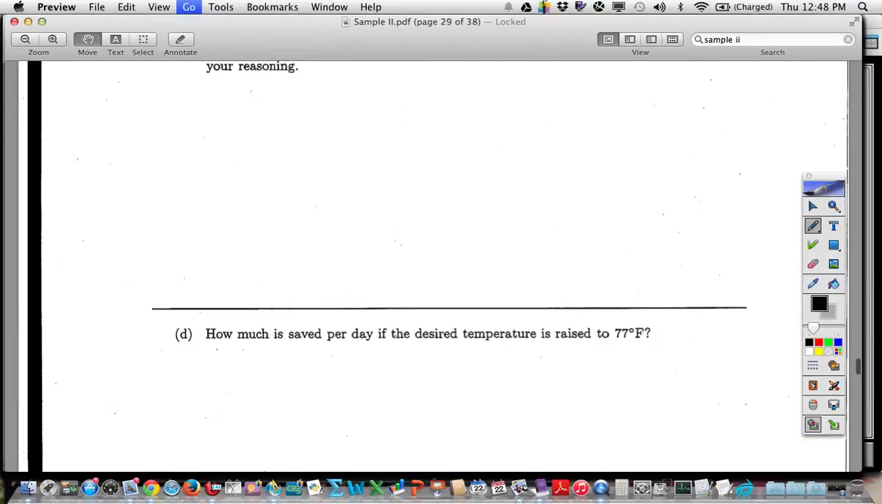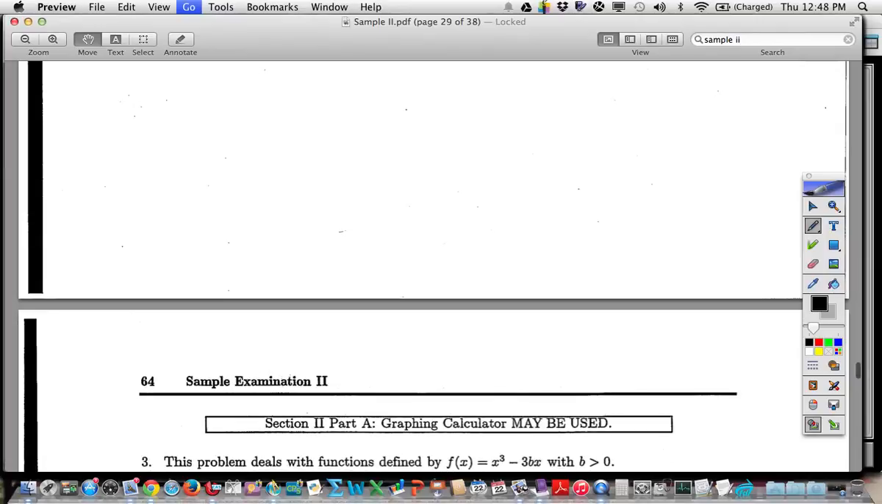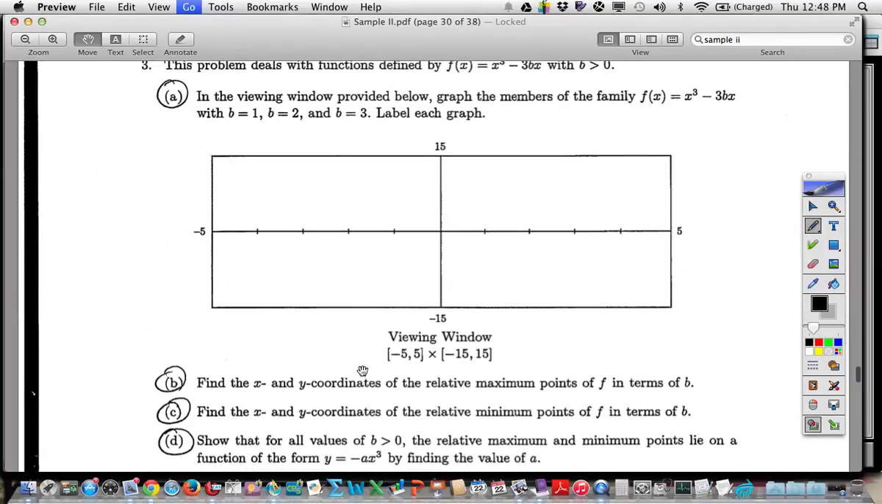Yes. How does finding A show that works?